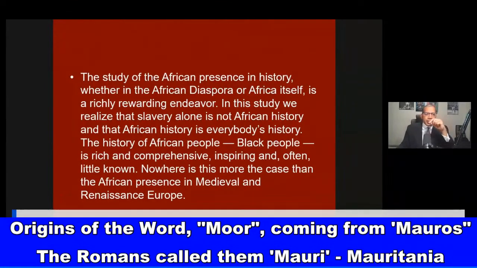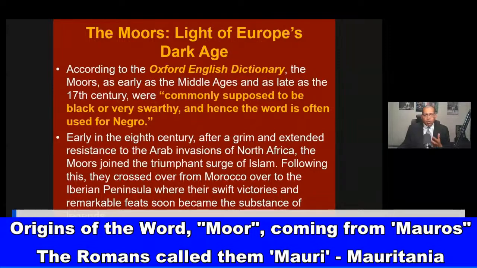So the study of the African presence in history, whether in the African diaspora or Africa itself, is a really rewarding endeavor. In this study, we realize that slavery alone is not African history, and that African history is everybody's history. The history of African people, Black people, is rich and comprehensive, inspiring, and often unknown. Nowhere is this more the case than the African presence in medieval and Renaissance Europe. Now, according to the Oxford English Dictionary, the Moors, as early as the Middle Ages and as late as the 17th century, were, quote, commonly supposed to be black or very swarthy, and hence the word is often used for Negro, end quote.